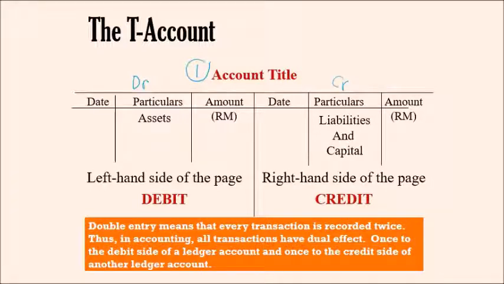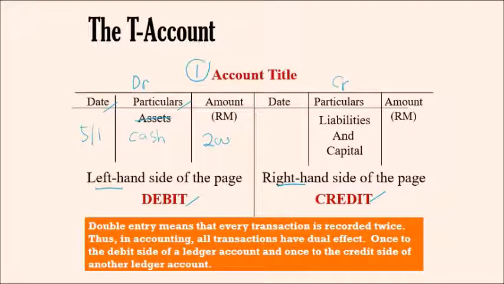You will have a date. Particular is the name of the item. For example, if you use the example before, you put cash here, amount being 200, and the date being 5 January. Okay, so you put the name of the account that you record in the journal, in the double entry. So left side being debit, right side being credit.